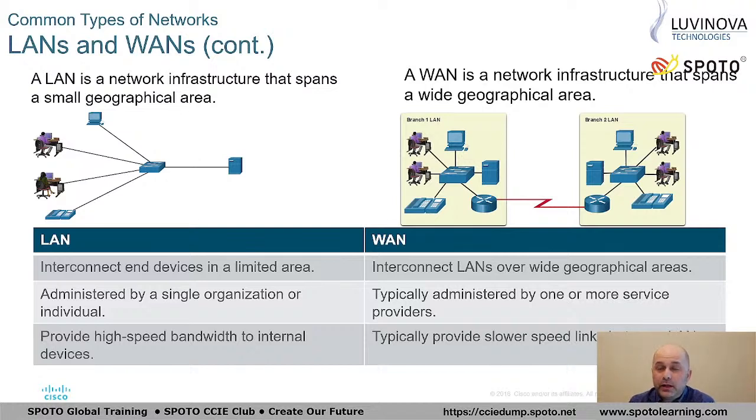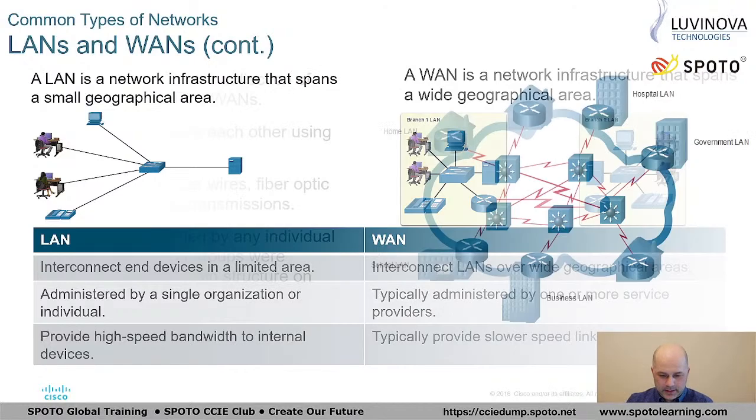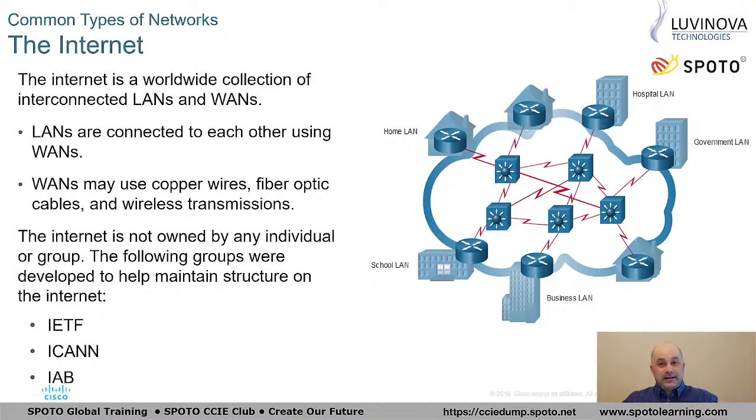So a metropolitan area network connects LANs, local area networks, together. A wide area network connects cities, countries, and continents. The internet, at the end, right? The big internet, the invisible internet. The internet is a worldwide collection of interconnected LANs and WANs. Basically, it's the entire world.